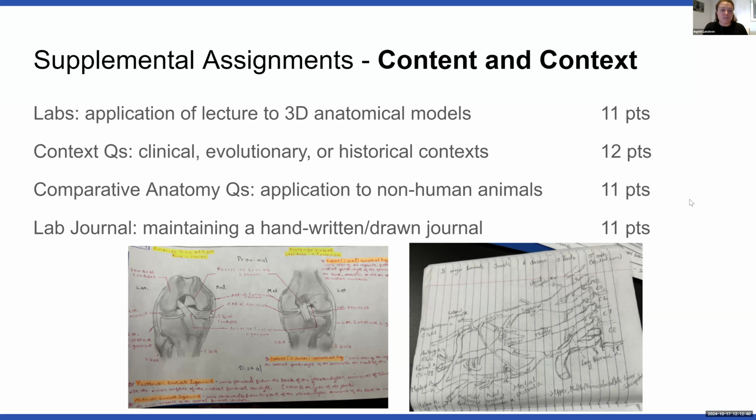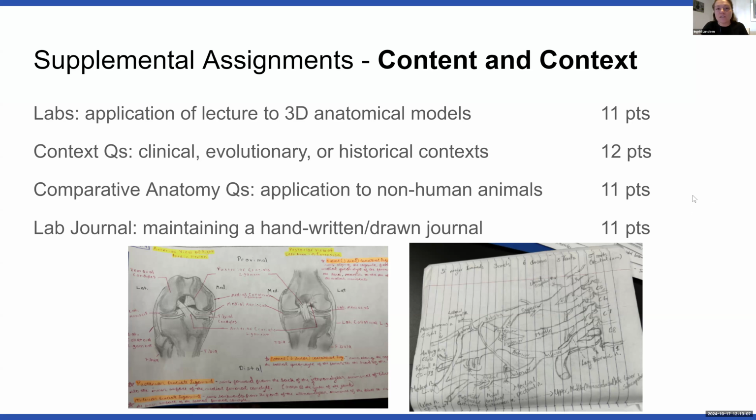which are just exactly what they sound like. They're hand drawing, handwriting these journals, and they would hand in an actual notebook to me, and I would grade that. And this was just a really nice way of encouraging them to use this kind of traditional format for learning anatomy, which is how people have learned anatomy for hundreds of years. And so this was also an option for them.